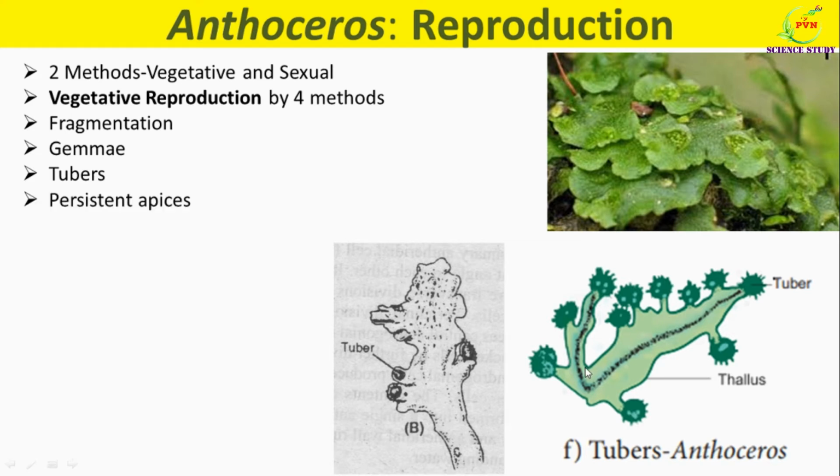Last method of vegetative reproduction is persistent apices. The apical cell with a few adjacent cells survives the drought period. These apices are known as persistent apices. Maybe these apices are modified in some way to resist the drought. On the return of favorable season, the apices grow, forming the new thallus of Anthoceros. With this we have completed vegetative reproduction of Anthoceros.